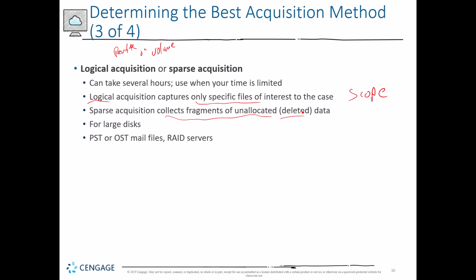Really good for large data disks. Also really good for email, PSTs or OST mail files that can be gigs large. And we can also be looking at RAID in this arena as well. Not so much the logical acquisition. I mean, you could, because you can capture data off of sections of the entire array if the RAID server is complete. If not, then would be doing sparse acquisition, but that's a whole nother level of complexity.